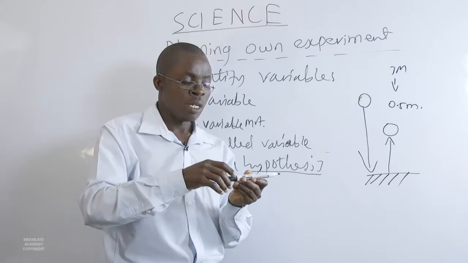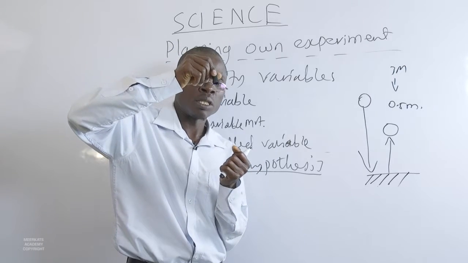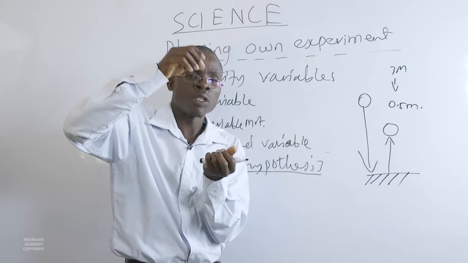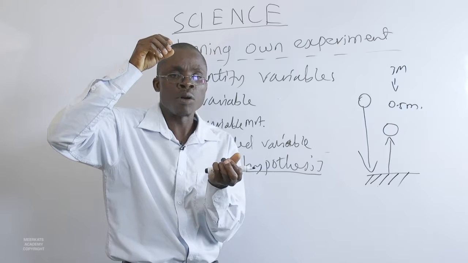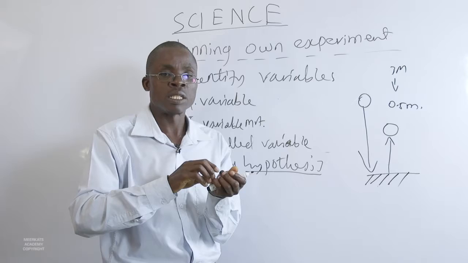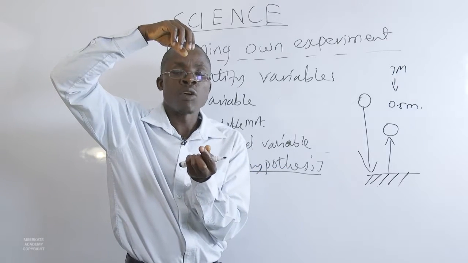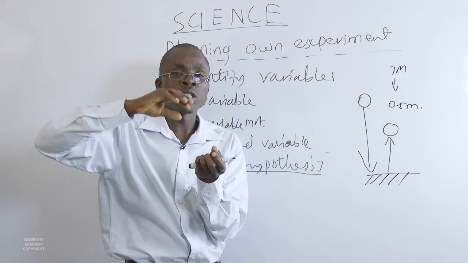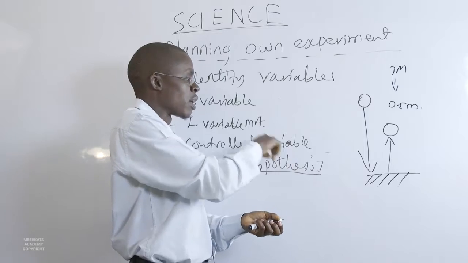It's different. I can throw it, but at this particular height, I push it. Or I just leave it to drop. Those are two different ways of releasing the ball. That will be a variable that I will make constant. I can decide all of them will be released. So I've made the point of release constant. That will be a controlled variable.